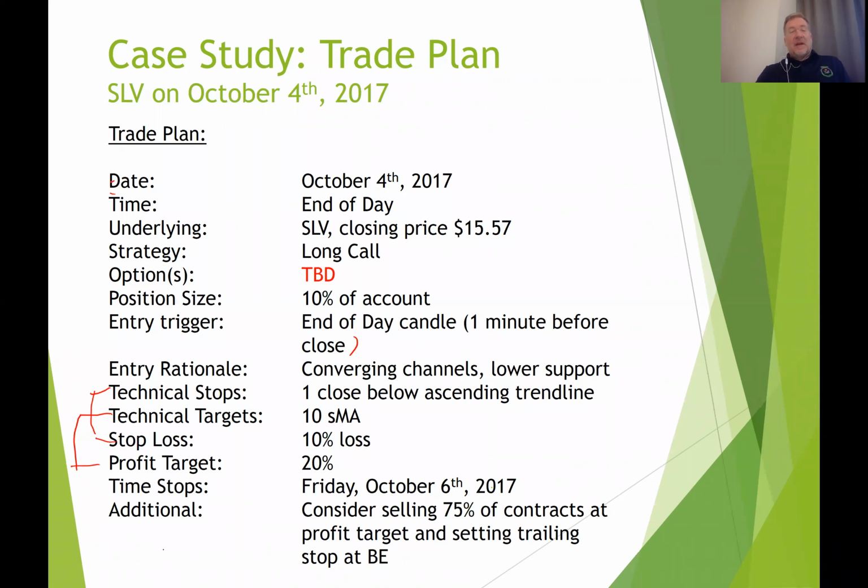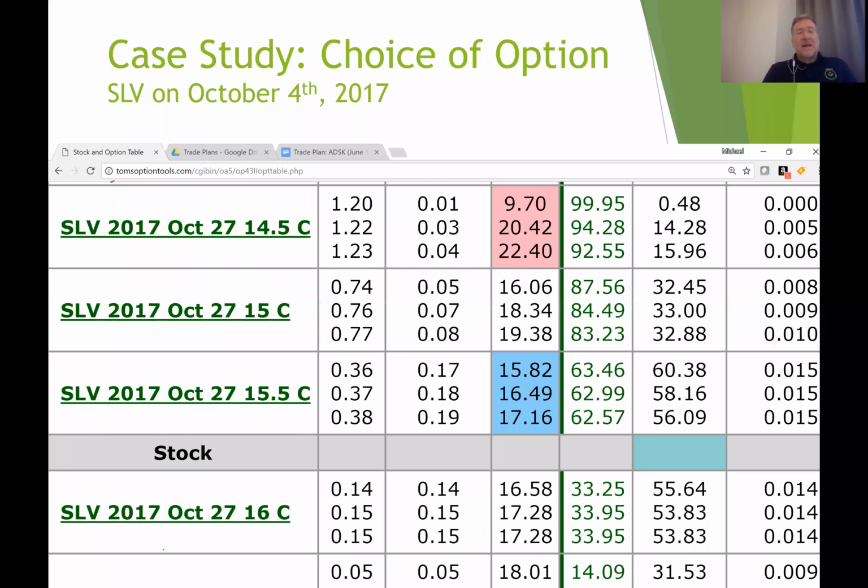So now we're going to take a look at the option. What option is going to allow us to do that? I've already set up my trade plan, and now I'm going to choose my option. Your broker is going to have a lot of different ways. I'm not sure which brokers you use, but I use Tom's Options Tools a lot. I love it, and if you want to know more about it, just let me know. I can get you a referral to them and everything. But I use it a lot.